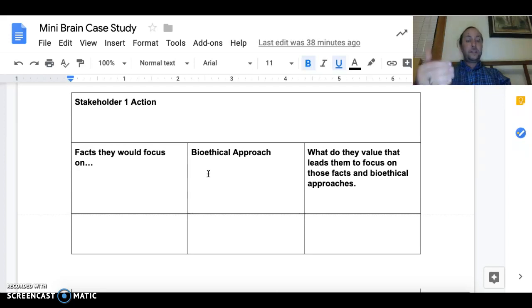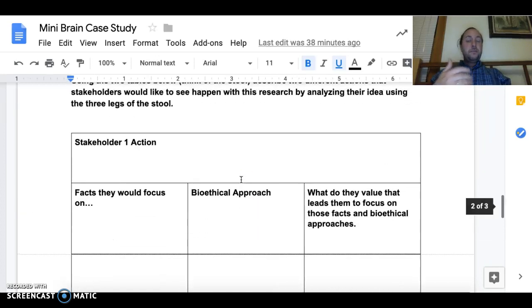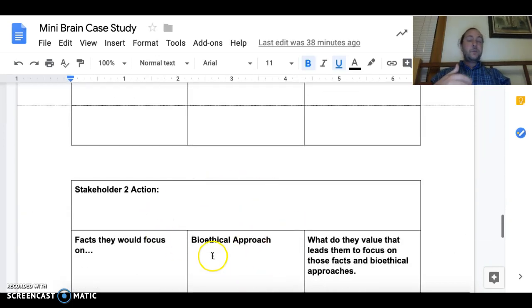So, what is it that they would like? What is the approach that they are using in bioethics? And then what values do they have that led them to focus on those facts and those bioethical approaches? What do you believe that they're valuing? And you can do that twice, one for each of the stakeholders. And ultimately, this is what I'm going to be assessing most directly. I'm going to look at your other work to see if you had done some processing, but ultimately this is what I'm going to grade.